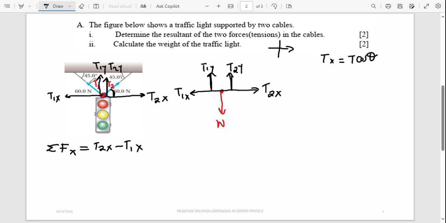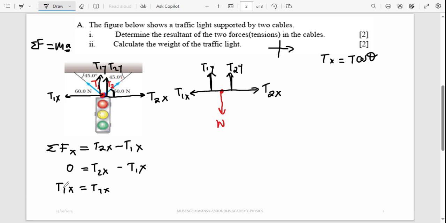But because this thing is not moving in any direction, the net force in the X is going to be equal to 0, because the net force is given by mass times acceleration. Because this object is not moving in the X, the acceleration is 0. So 0 times mass, that is why we're getting the net being 0. And that is going to be T2X minus T1X. I'll take T1X to the other side. That gives us T1X is equal to T2X.